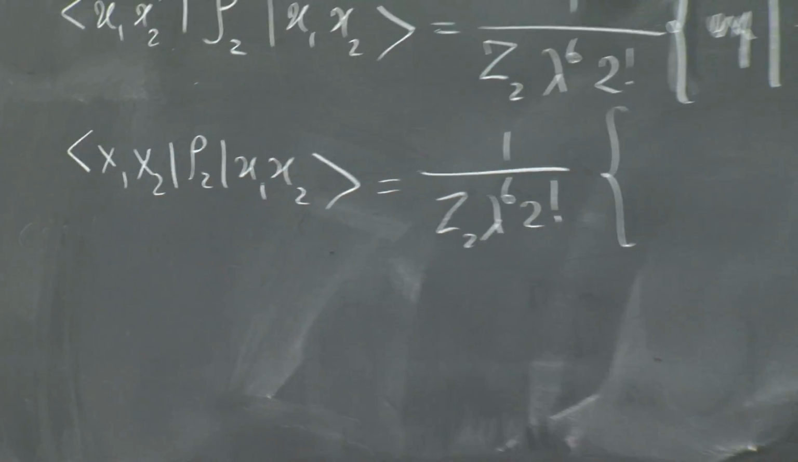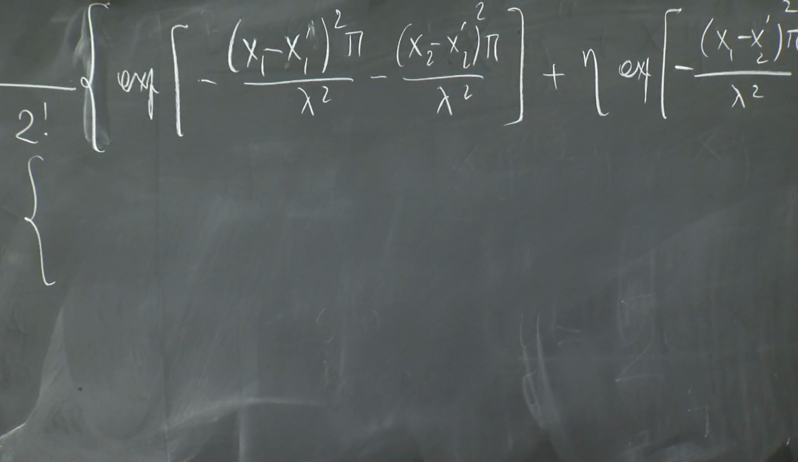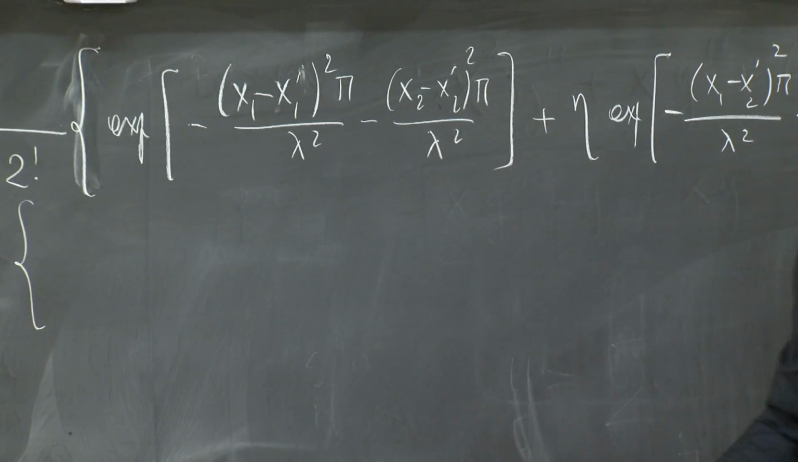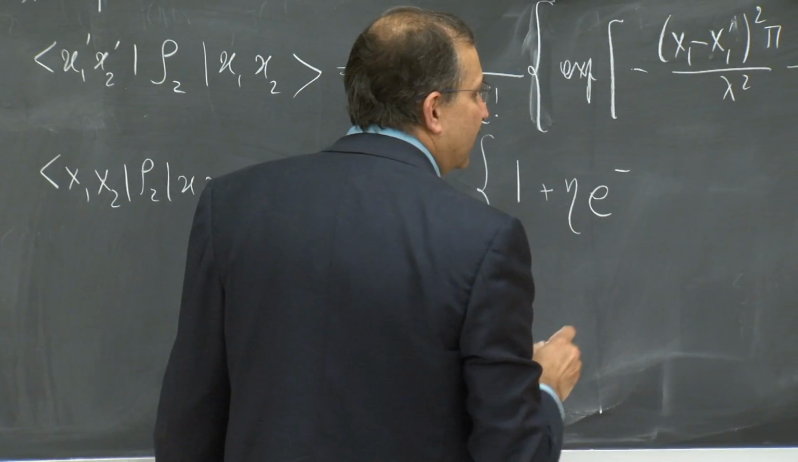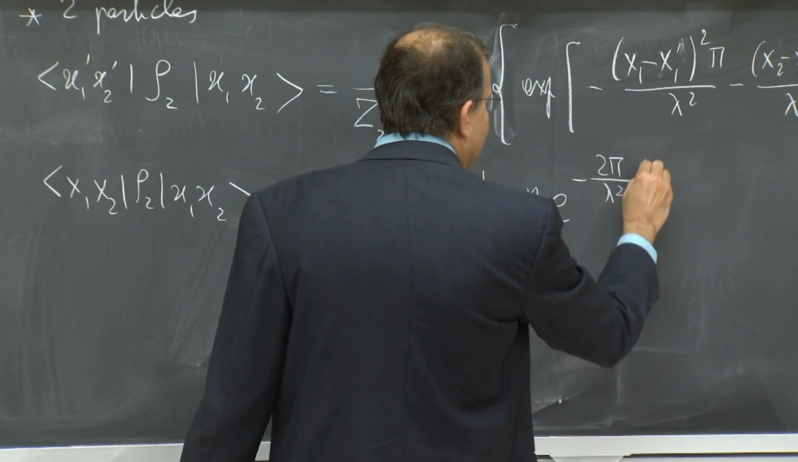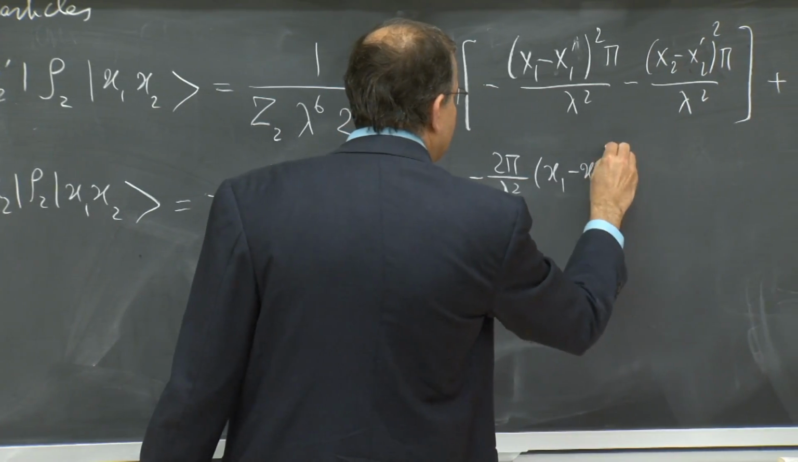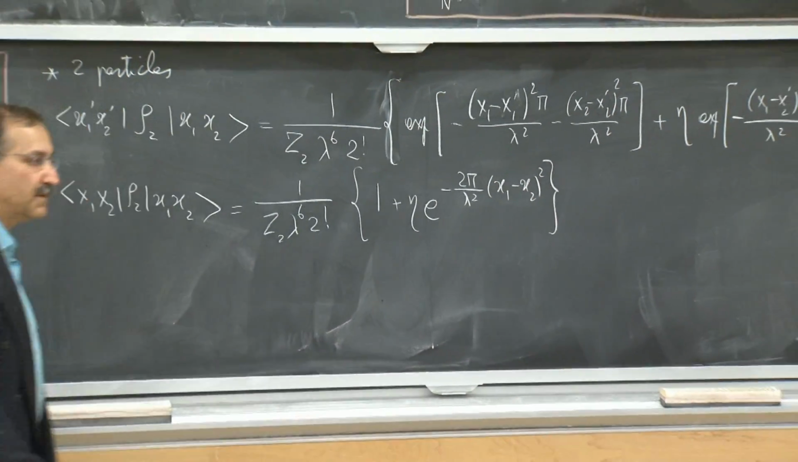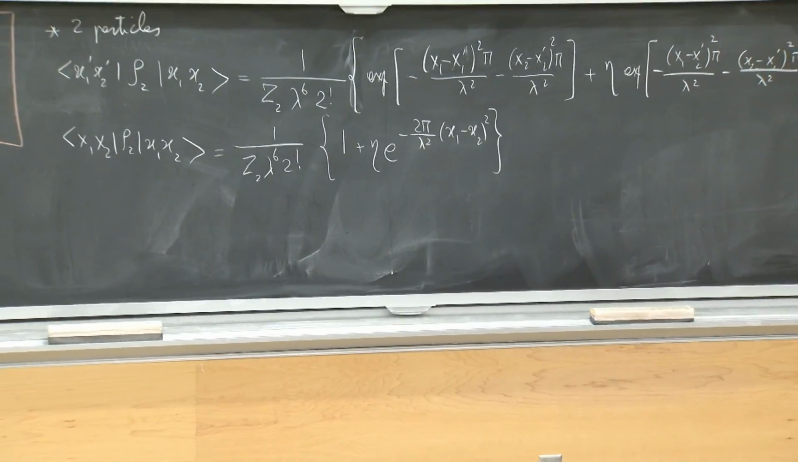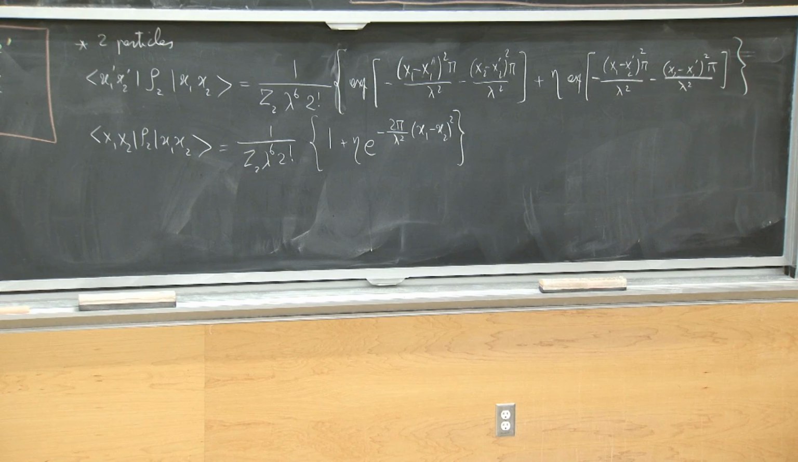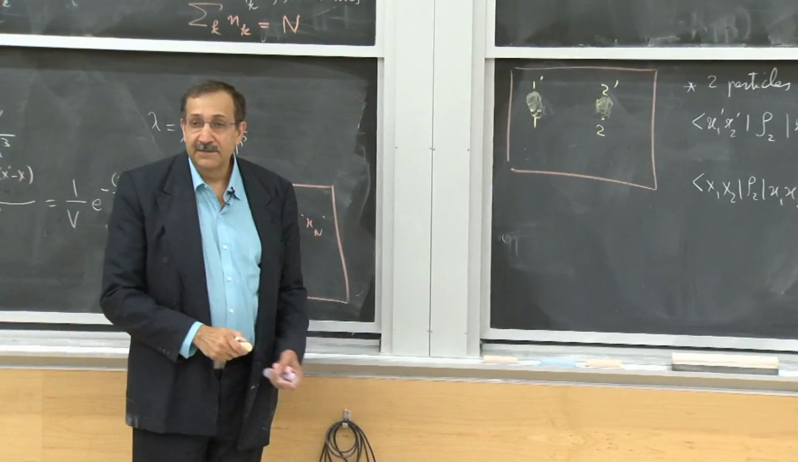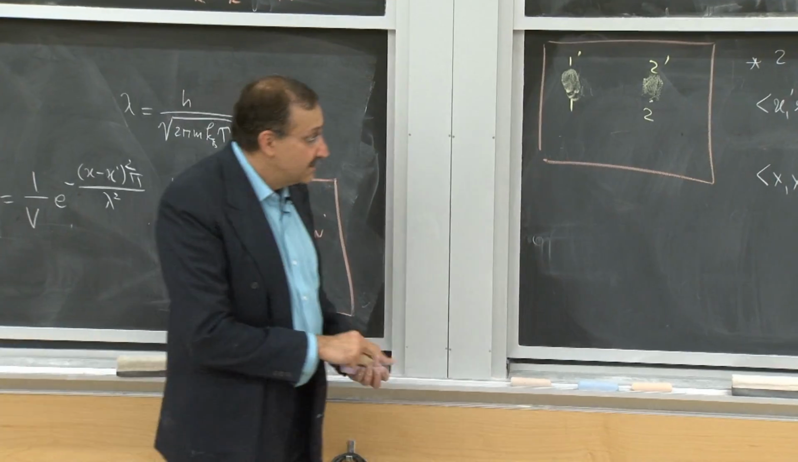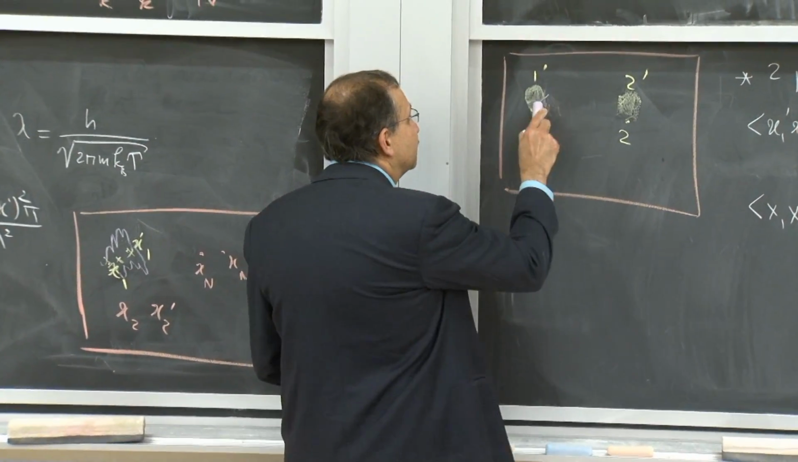And if I set x1 prime to x1, x2 prime to x2, which is what I've done here, this factor becomes 1. But then the other factor will give me eta e to the minus 2 pi over lambda squared (x1 minus x2) squared. So the physical probability to find one particle, or more correctly, a wave packet here and a wave packet there, is not 1 over v squared. It's some function of the separation between these two particles.